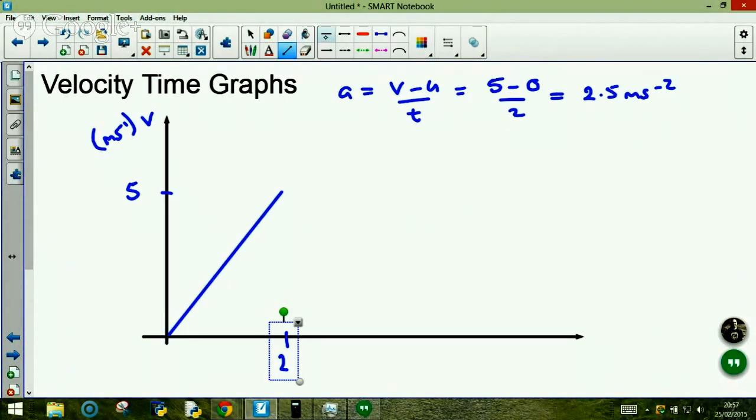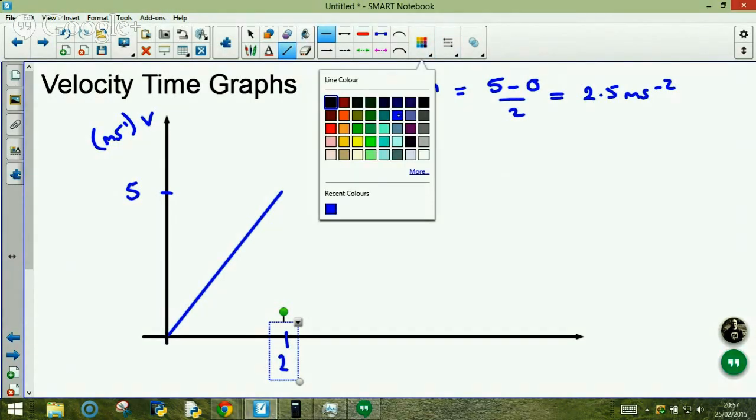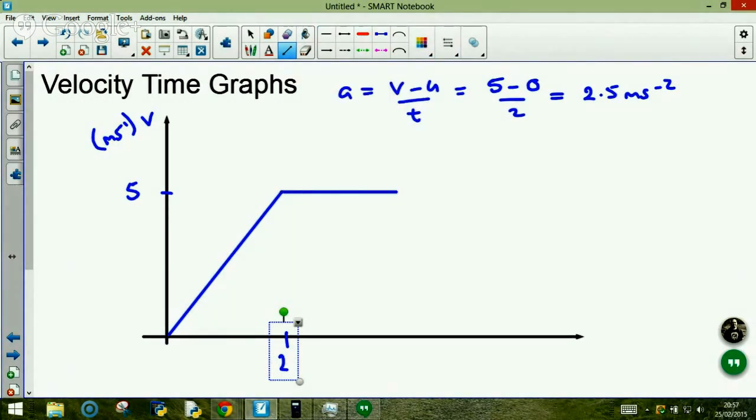If alternatively you've got something going at a constant speed, then you'll get a section like this where it's absolutely flat, no acceleration because the gradient is 0. And let's say, for example, that it traveled along merrily for another 5 seconds, taking us to 7. Careful how you label your axes with these ones.